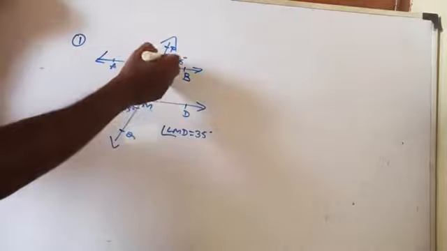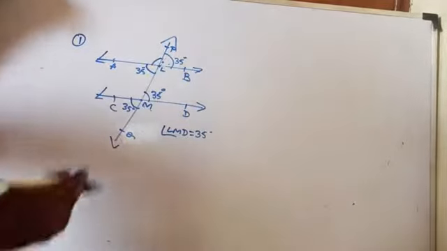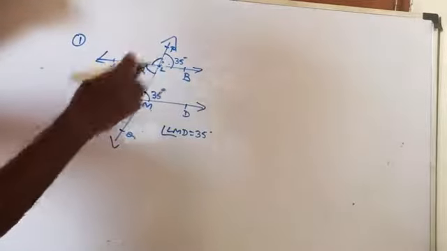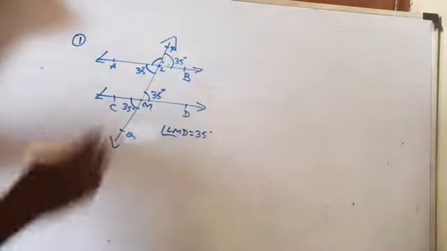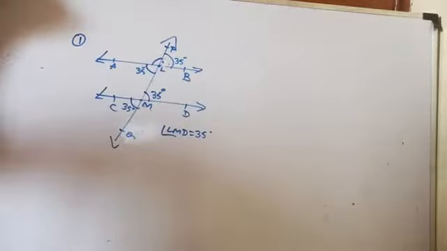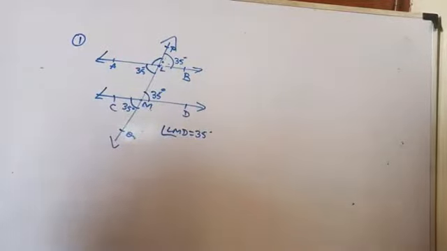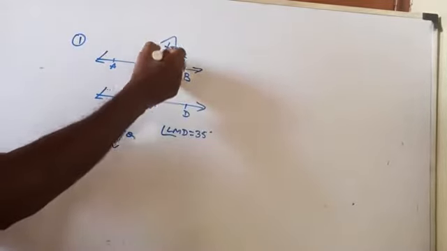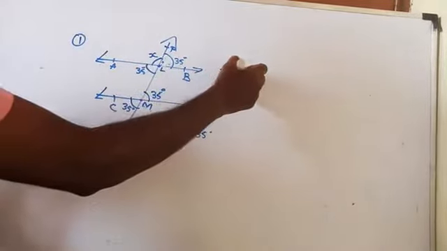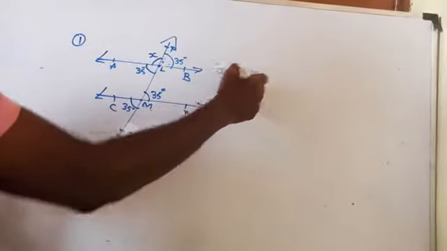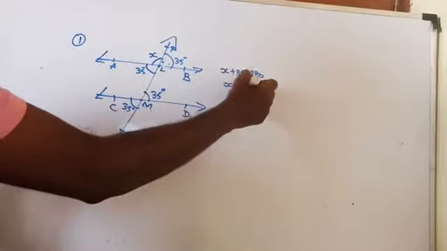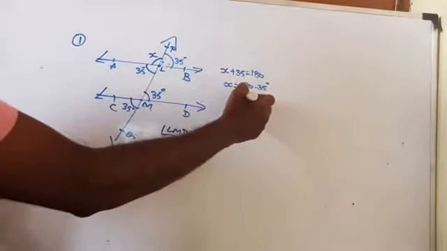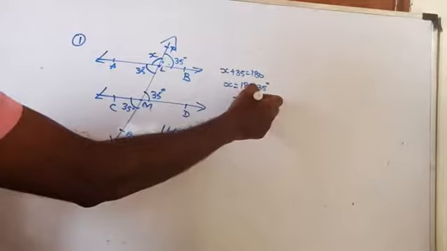If you find any one of the angles, by using linear pair, these two angles are adjacent angles, both having the same vertex and one common arm, and the other two non-common arms lie on either side of the common arm. So if it is 35, take the other as x. So x plus 35 equals 180. Then x is equal to 180 minus 35, which is equal to 145.